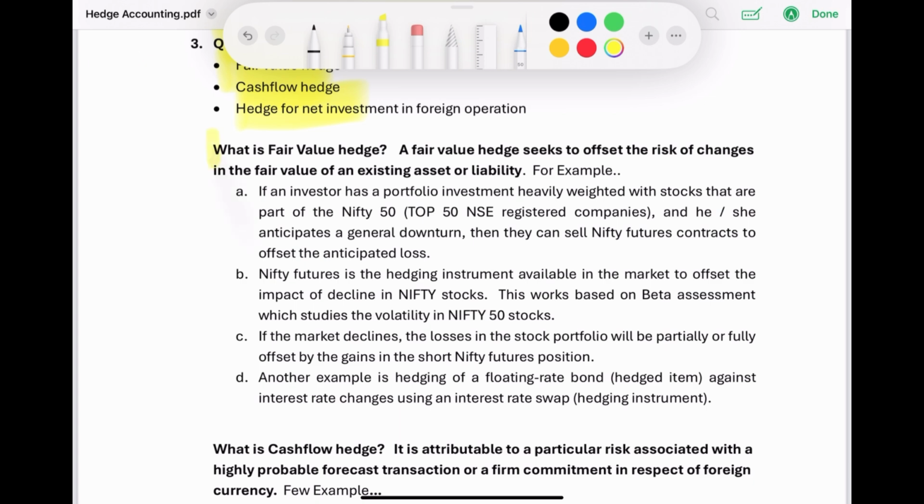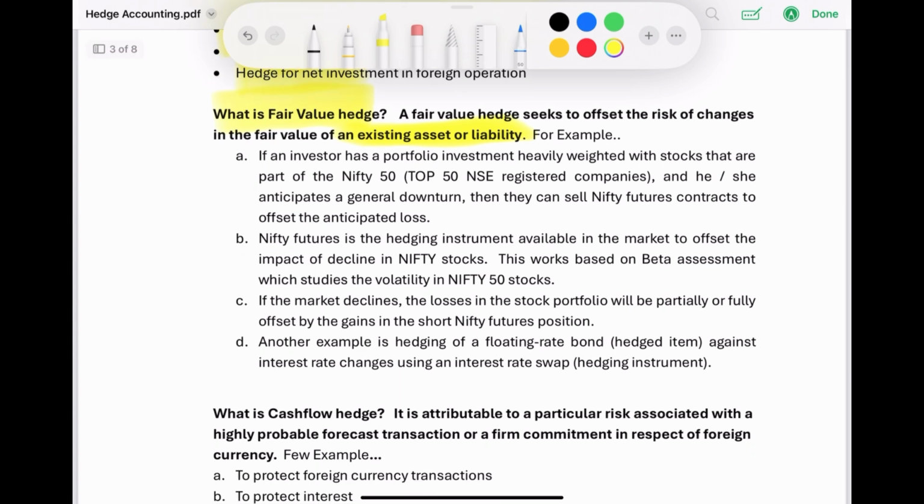First, what is a fair value hedge? A fair value hedge seeks to offset the risks of changes in the fair value of an existing asset or liability. This is important. An entity will have existing assets and liabilities in their balance sheet, and those might have some risks, and the entity wants to cover those risks by taking some kind of derivative contracts. So the primary condition for the fair value hedge is covering the risks of the existing assets and liability.